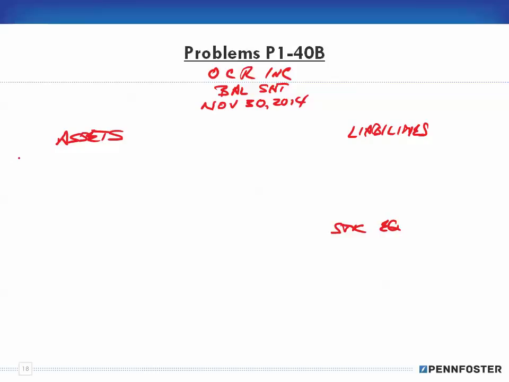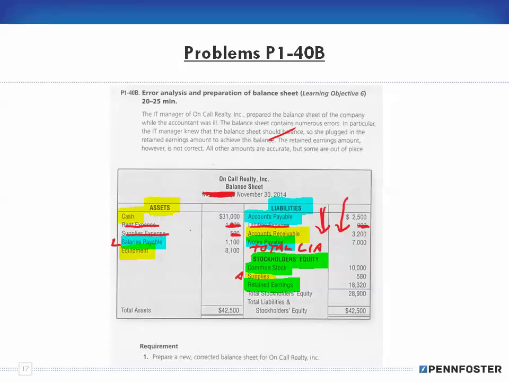So under my assets, I had my cash, I had accounts receivable, supplies, and equipment. Okay, so if I come back up here, as you can see in yellow, there's my cash, my accounts receivable, my supplies, and my equipment. Okay, they were all marked in yellow.